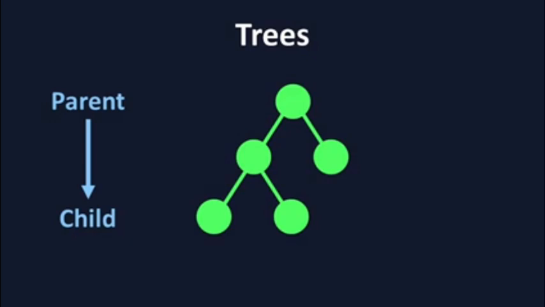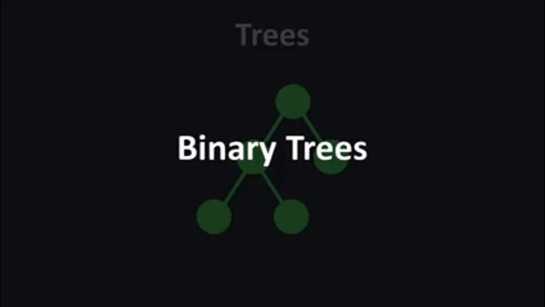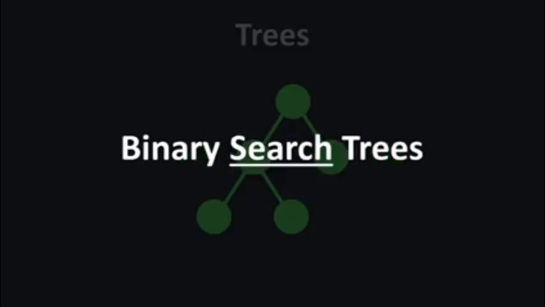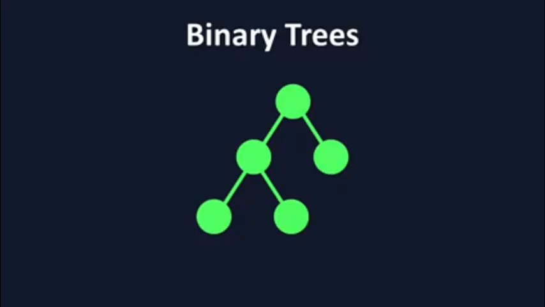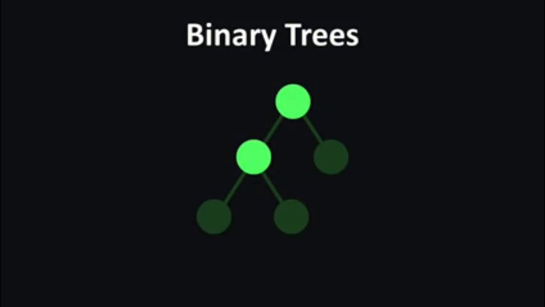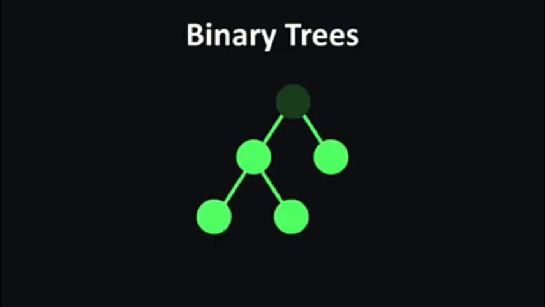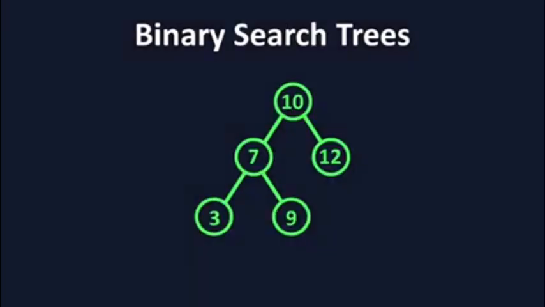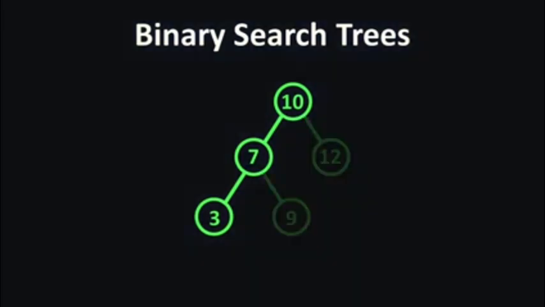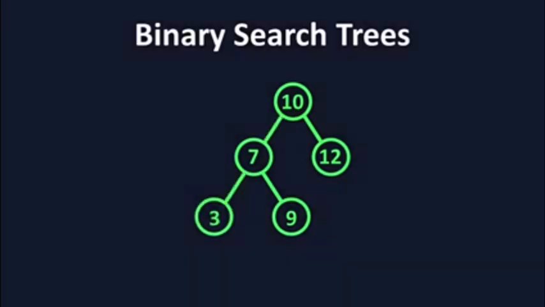There are tons of tree-based data structures, but in this video, we'll be talking about binary trees, and in particular, binary search trees. A binary tree is a tree where the parent node has up to 2 children nodes. A binary search tree is a type of binary tree, where all children nodes on the left are less than the parent node, and all right children nodes are greater than the parent node. These binary search trees make it very easy to search through large amounts of ordered values.